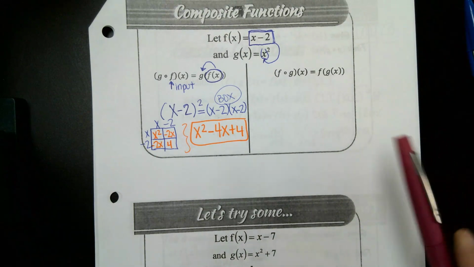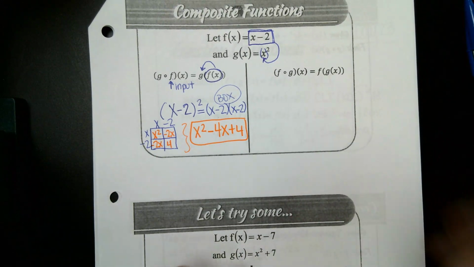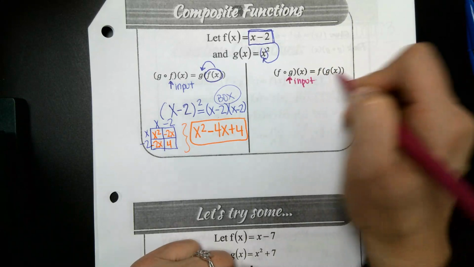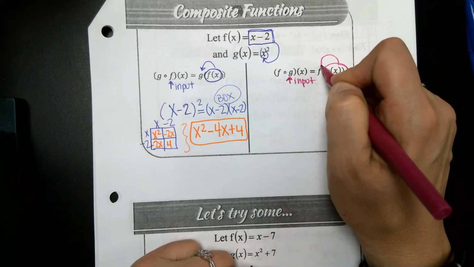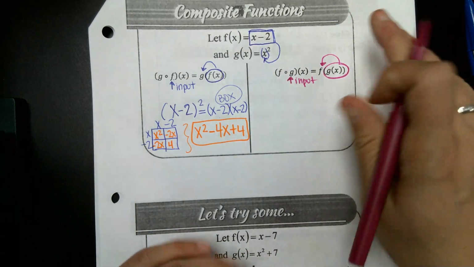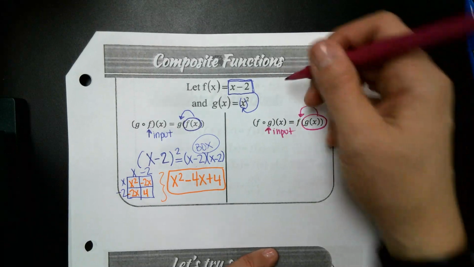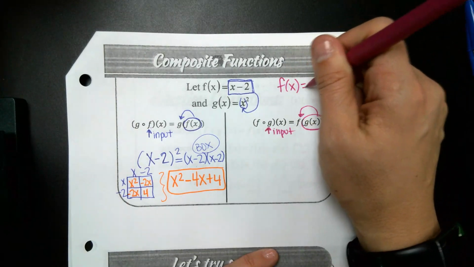All right. This one over here. Notice how G is on the inside now? That's the input. So we're going to take G and we're going to plug it into F. So we're going to go the other direction now. So everybody watch me, please. I'm going to write these again because I wrote over them.